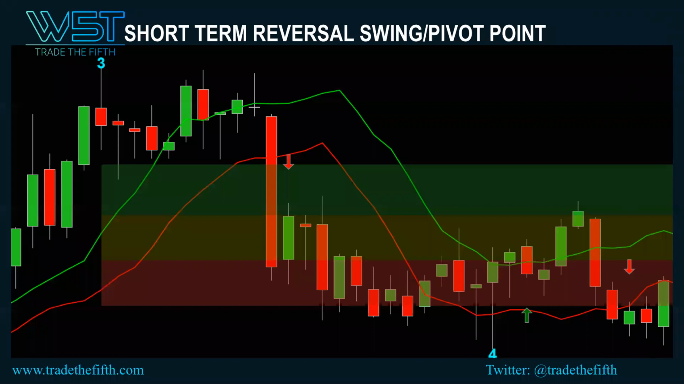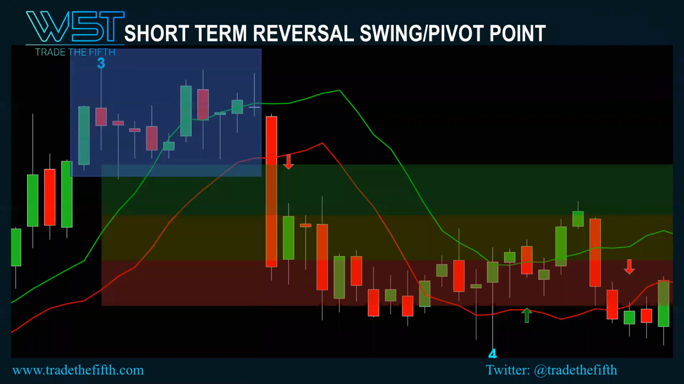Okay, short-term reversal swing pivot points. So when we're trading the fifth wave, we need to see how the price action responds around the third wave first and how it responds around the fourth wave, because sometimes we may not gain a trade depending on how that price action forms. So what I want to talk about is clusters, okay?